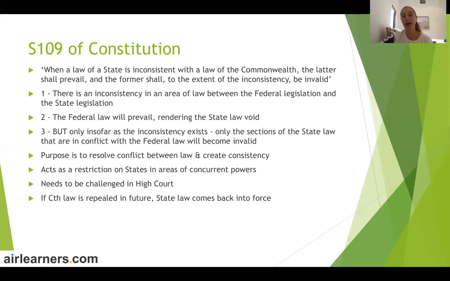In order for a state law to be rendered invalid under Section 109, an individual who has been affected by that issue has to challenge the state law in the High Court. Another thing to remember is that if the Commonwealth law is later abolished, the state law that was previously made invalid will come back into force and become good law once again.